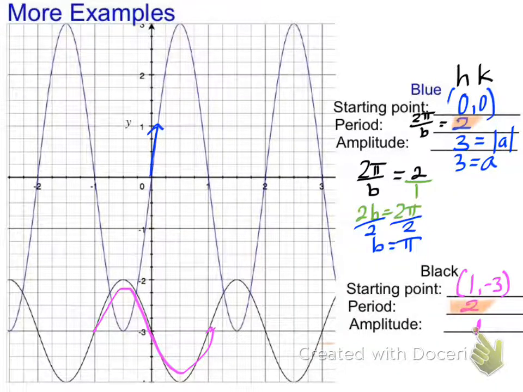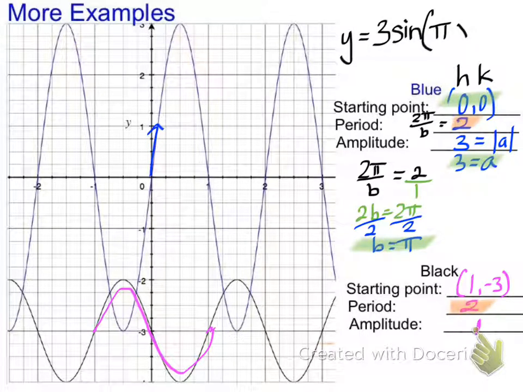So now I have everything I need to write the rule. I need these 3 things in green, so my rule starts with 3 sine, because 3 is the A value. Now since h and k are negative, I'm not going to have parentheses inside the sine, but b is pi, so I put a and b in my rule, and I have the rule for this function.